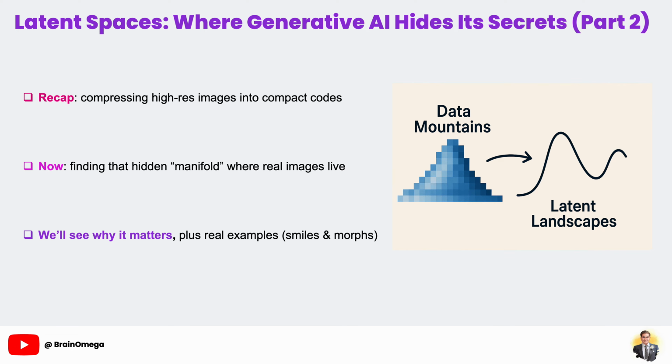Think of your entire image collection as a vast, chaotic mountain range, a mountain for each picture, piled on top of each other in dozens of dimensions. Hidden somewhere in there is a smooth, continuous sheet, a subtle landscape where all the real images reside. That's what mathematicians call a manifold. Once we find it, everything becomes simpler. We can move around on that sheet, sample new points, and come up with brand new images that look plausible.